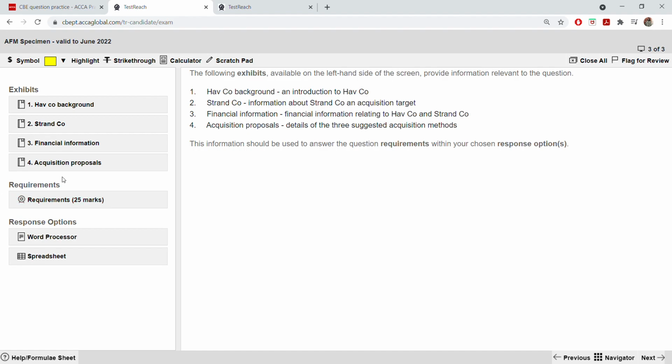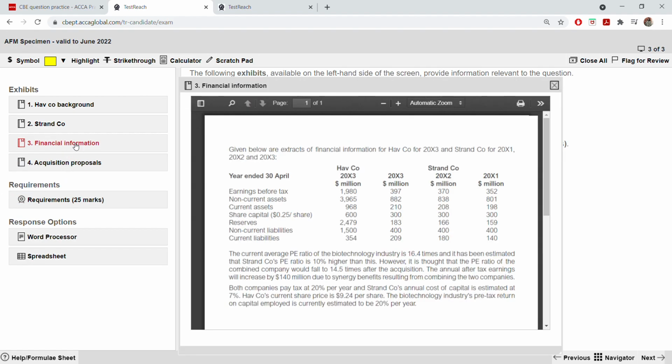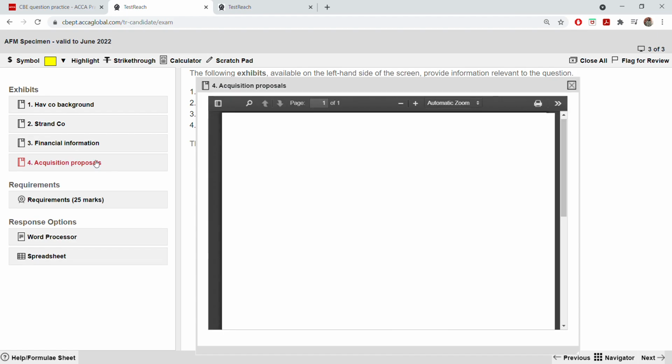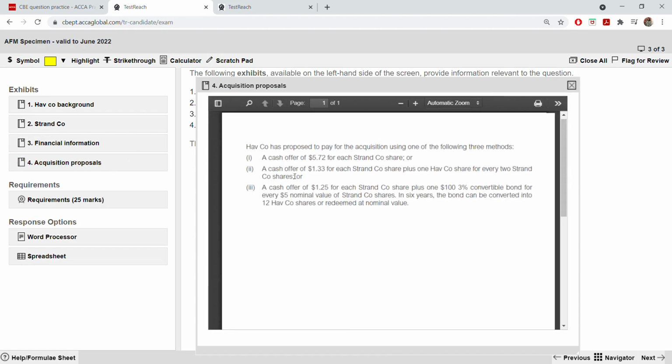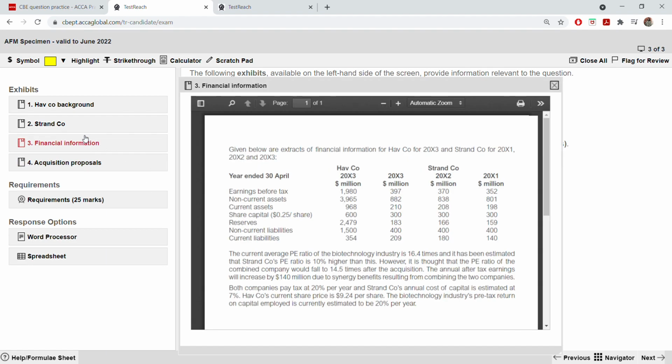For that we need exhibit 3. The financial information is here, and exhibit 4 is for the third requirement, under the three types of method, which is the best acquisition method: cash or share or cash or a bond. But we'll go to that later in our third requirement. Let's start with our second requirement.